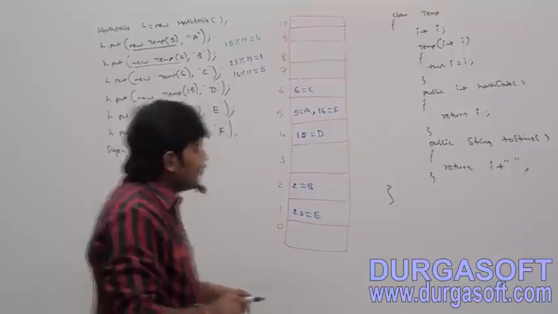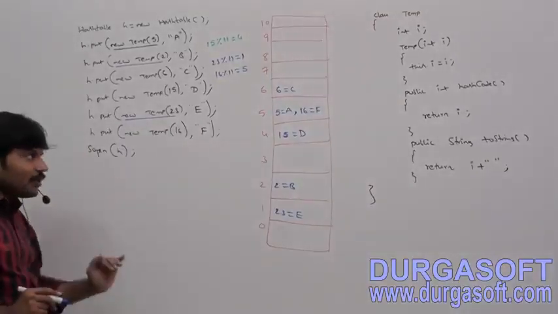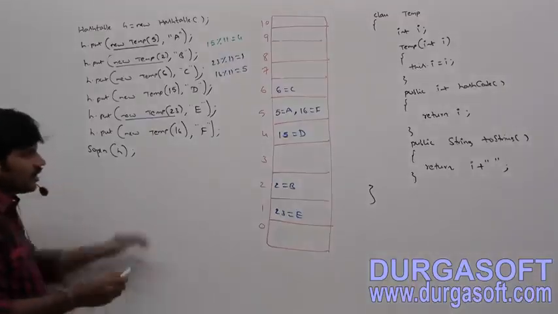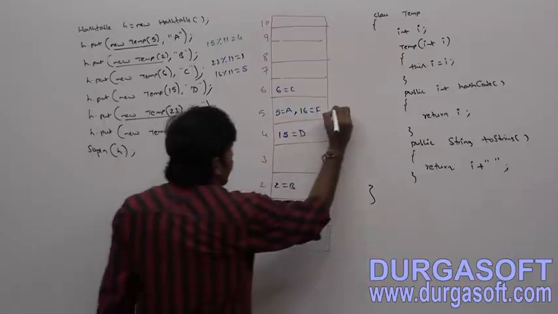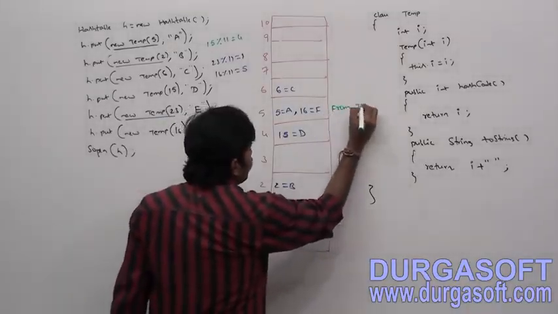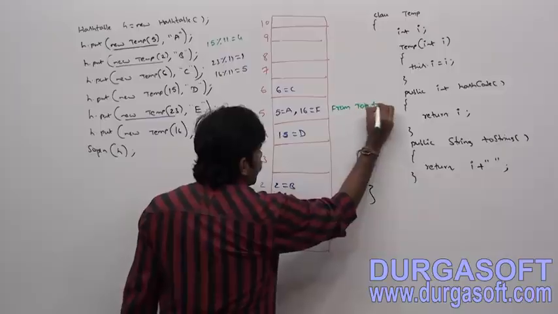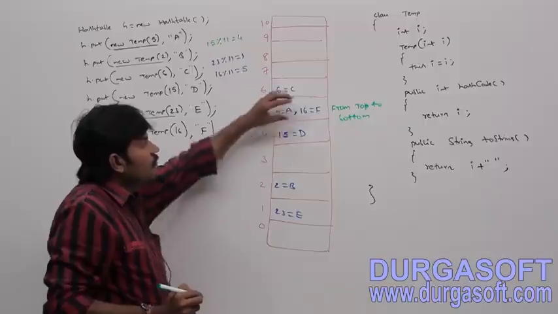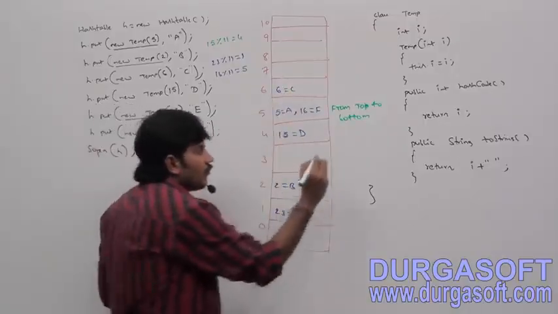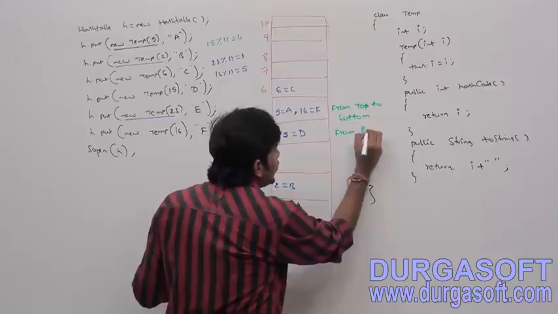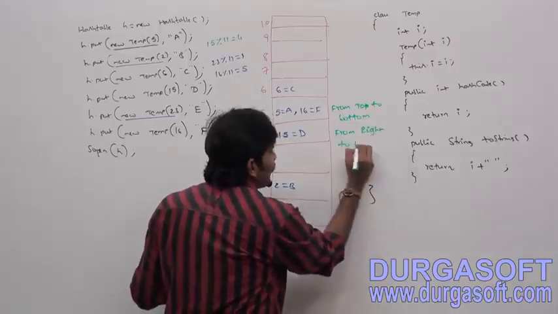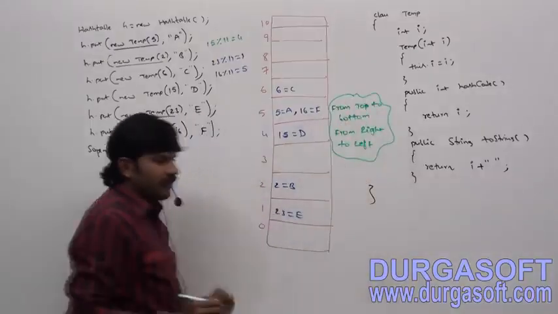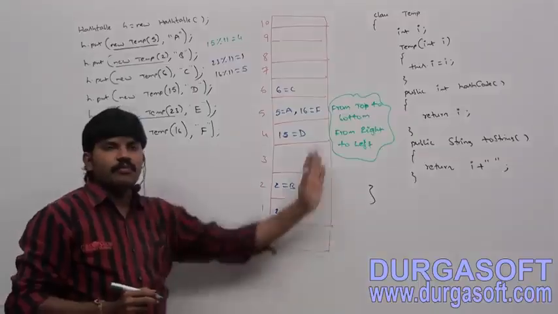Now I'm trying to print System.out.println of h. While printing, how is it going to be considered? There is a simple formula. From top to bottom, and next, within a bucket where multiple entries are there, from right to left. This is the formula; make sure you are aware of it. From top to bottom, from right to left.